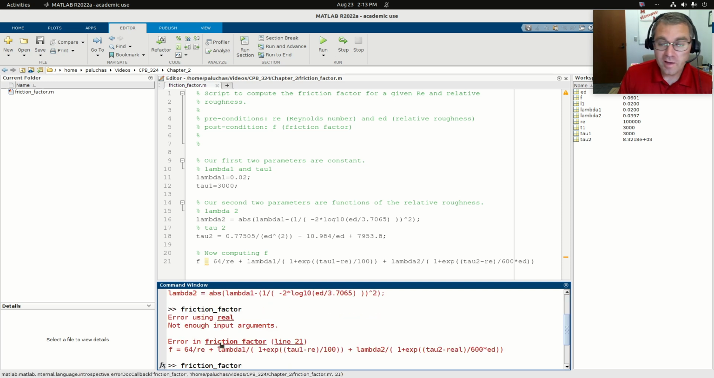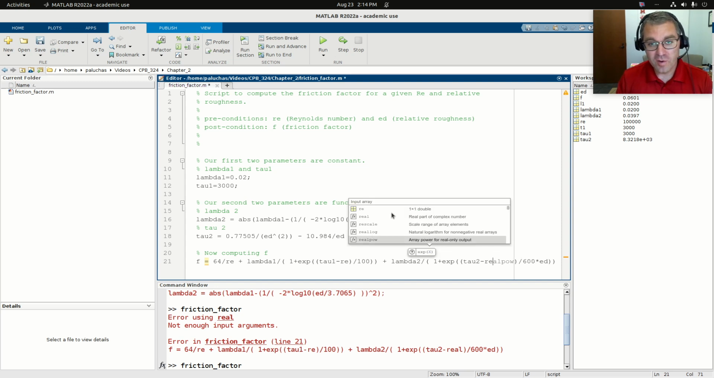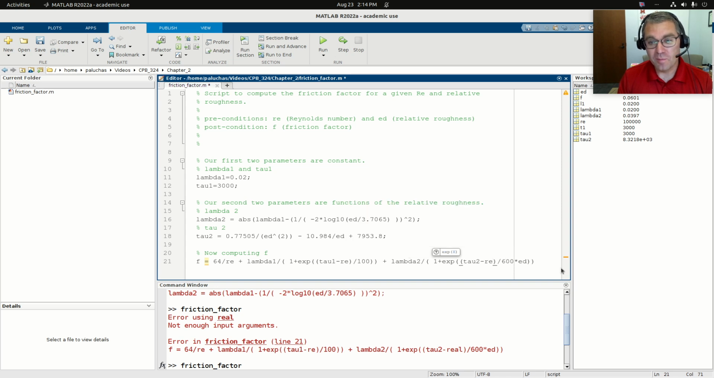Then the second error that appeared is I had this error using real. And what that is, I swear this didn't used to happen on earlier versions of MATLAB, but it seems like this version of MATLAB goes overkill in terms of autocomplete. As soon as I started typing RE, it was trying to fill it in. Right here, the first suggestion is RE, which I have defined now in my workspace, but it wasn't while I was writing the code, and I think that was the problem that tripped it up.